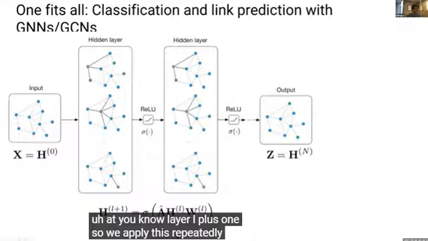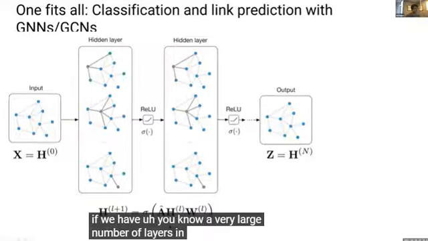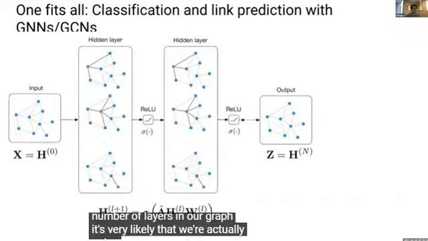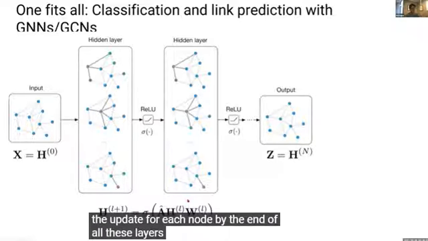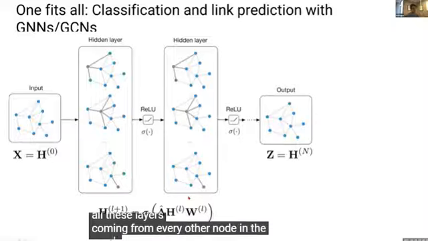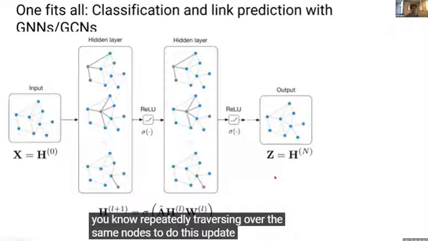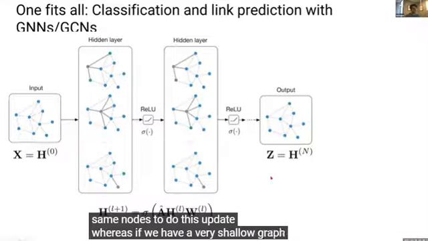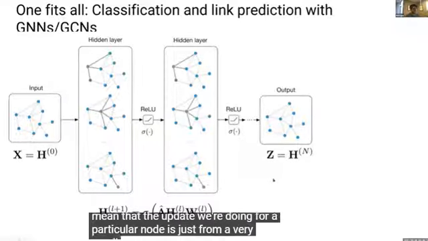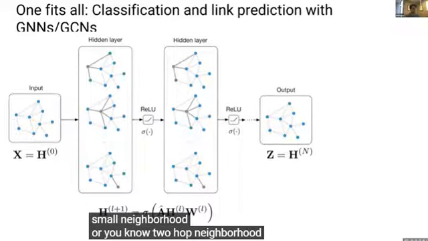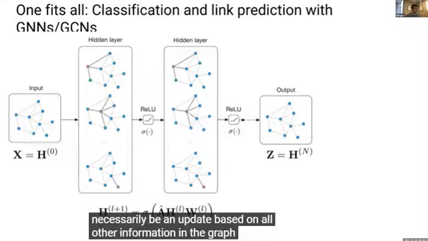So we apply this repeatedly. This means that if we have a very large number of layers in our graph, it's very likely that the update for each node by the end of all these layers comes from every other node in the graph, perhaps even repeatedly traversing the same nodes. Whereas if we have a very shallow graph neural network, the update we're doing for a particular node might be just from a very small neighborhood, or 2-hop neighborhood, around that node, and might not necessarily be based on all other information in the graph.